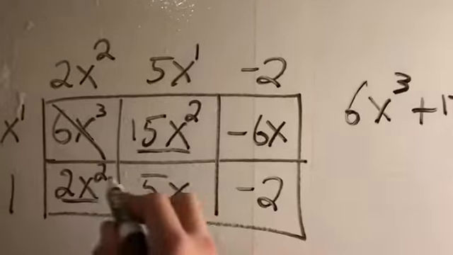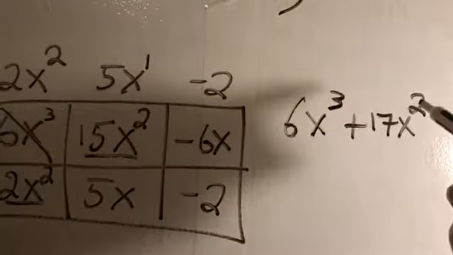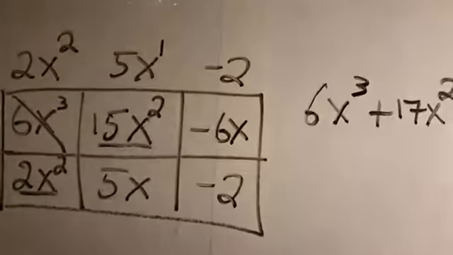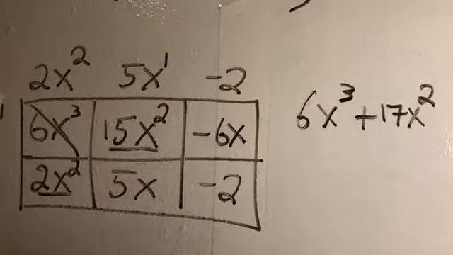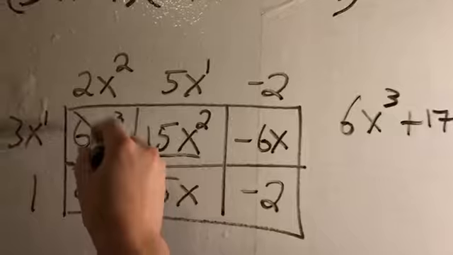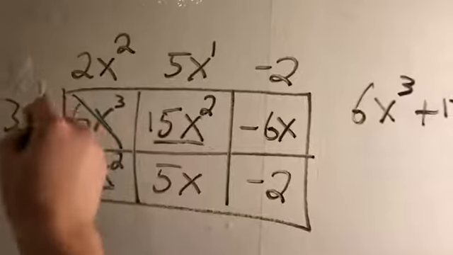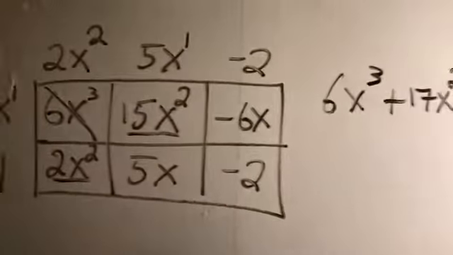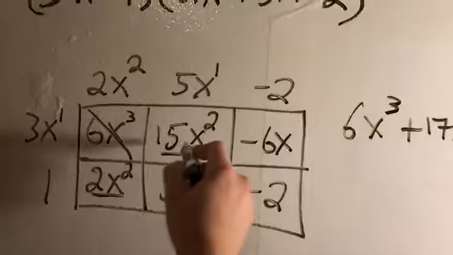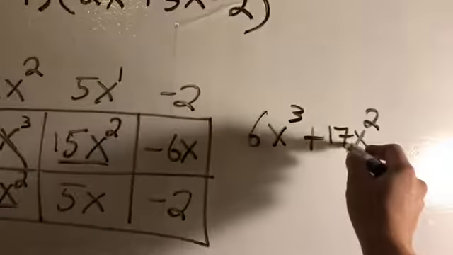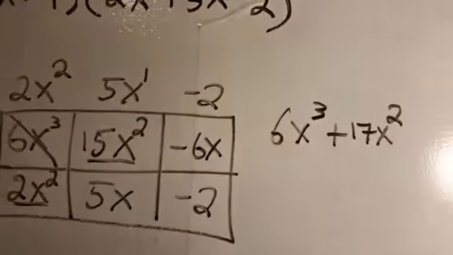Notice, guys, when I added, the variable didn't change. Sorry, the exponent did not change. Exponents only change when we're multiplying. So that's why when we were multiplying in these first steps, the exponents were changing. But if you're just adding or subtracting, like 2x squared plus 15x squared, we're just adding the numbers out front. The x squared doesn't change.